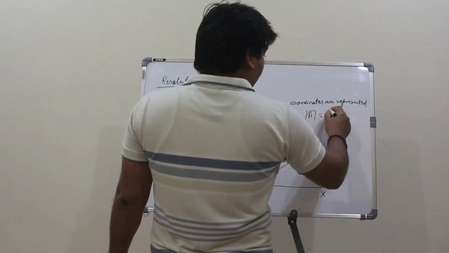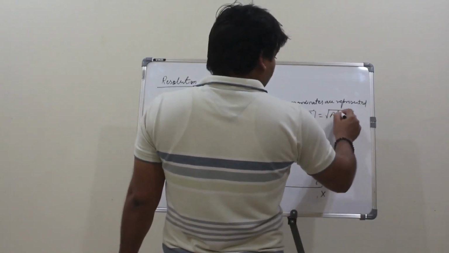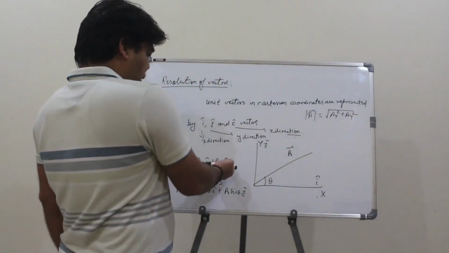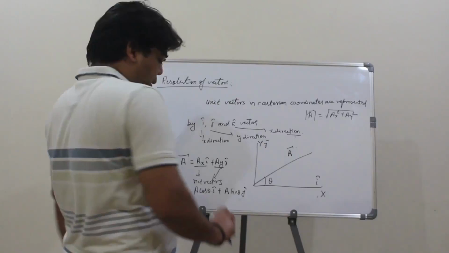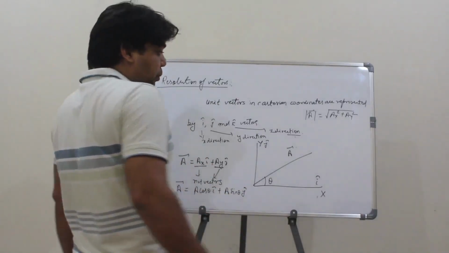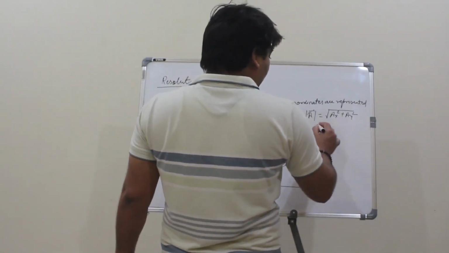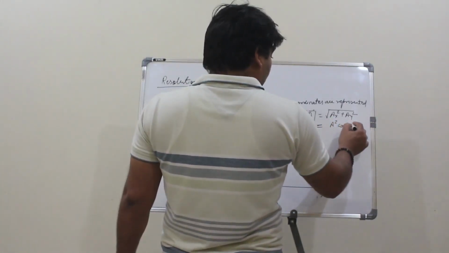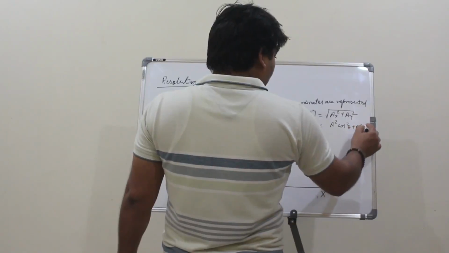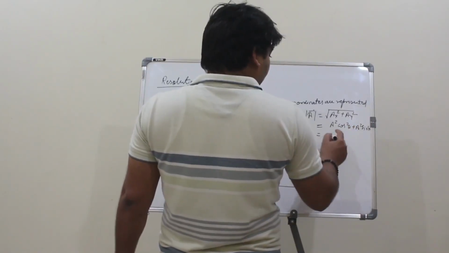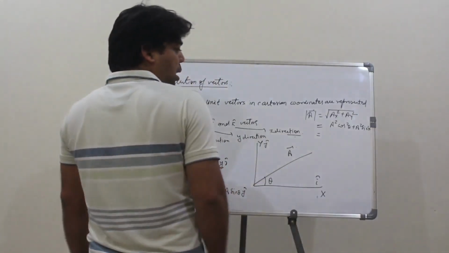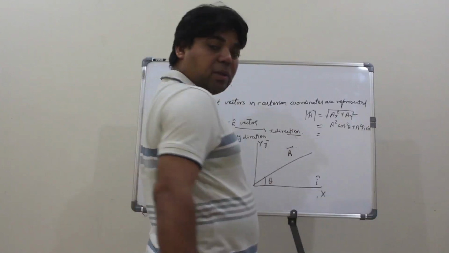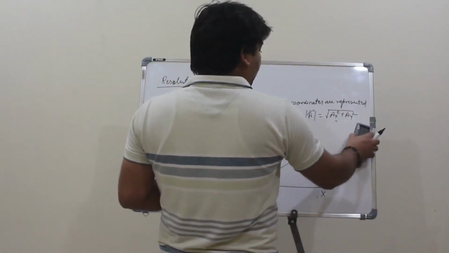Now let us calculate the modulus of the resultant vector. So the modulus will be Ax square plus Ay square, right? Because i and j are perpendicular, their dot product will be 0. So this will give you A square cos square theta plus A square sin square theta, which will obviously give you A. So this is the resultant vector.